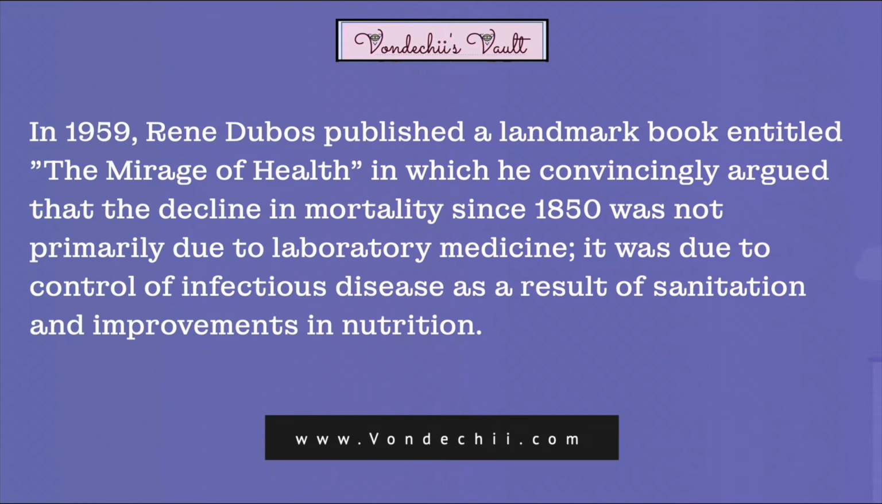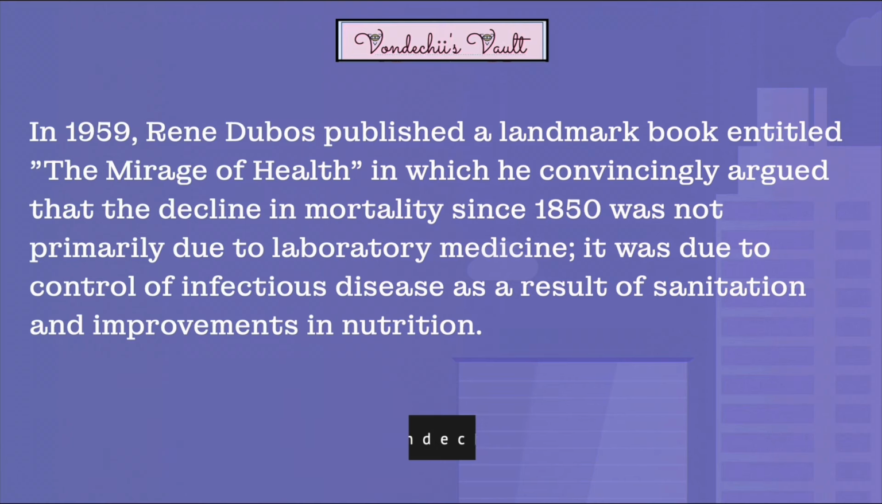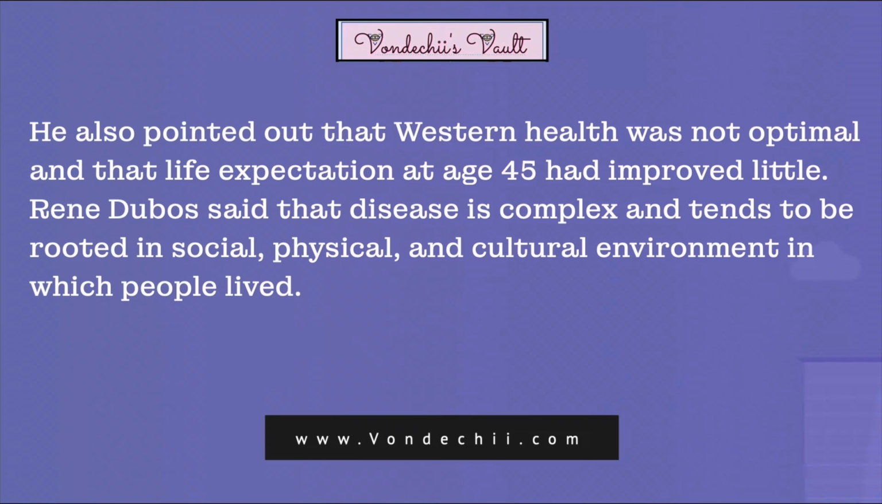In 1959, René Dubos published a landmark book called The Mirage of Health, in which he convincingly argued that the decline in mortality since 1850 was not primarily due to laboratory medicine. It was due to the control of infectious disease as a result of sanitation and improvements in nutrition. He also pointed out that Western health was not optimal, and life expectation at 45 had improved little. He said that disease is complex and tends to be rooted in the social, physical, and cultural environment in which people lived.